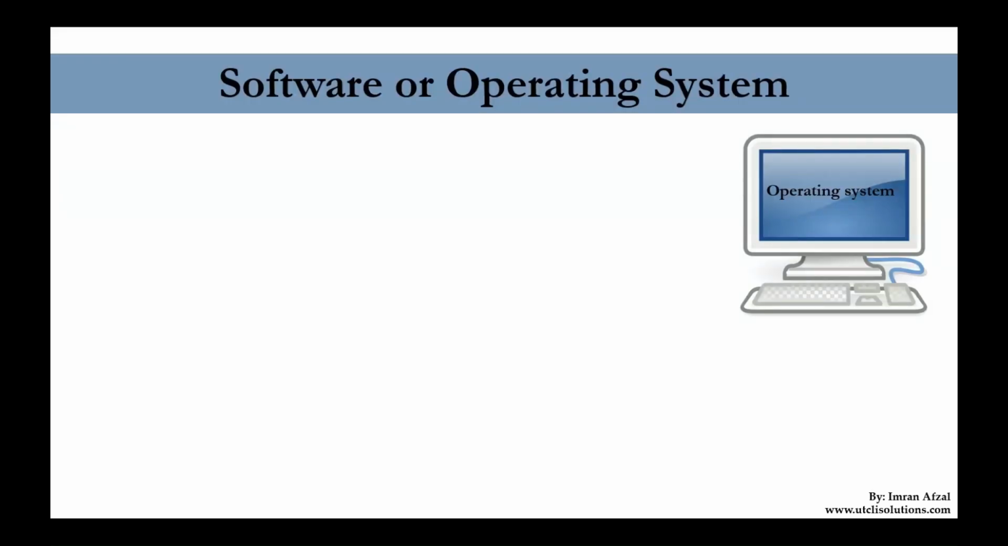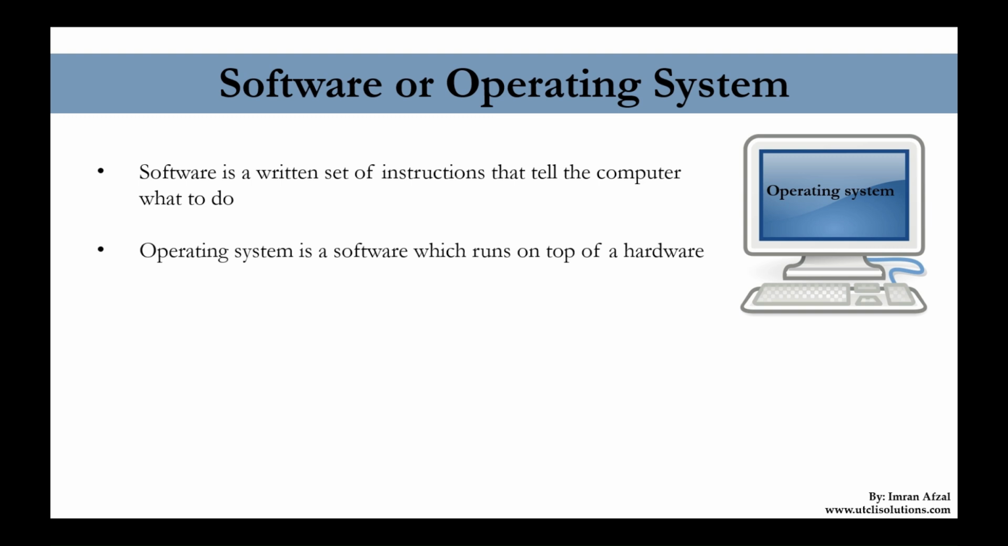Hey folks, in this video we are going to talk about software and operating system. The operating system is software as well. And software is anything that you cannot touch, which runs inside of your computer, as compared to hardware, which is something you could feel or touch. Software is a written set of instructions that tell your computer what to do. The operating system, which is also software, runs on top of your hardware.